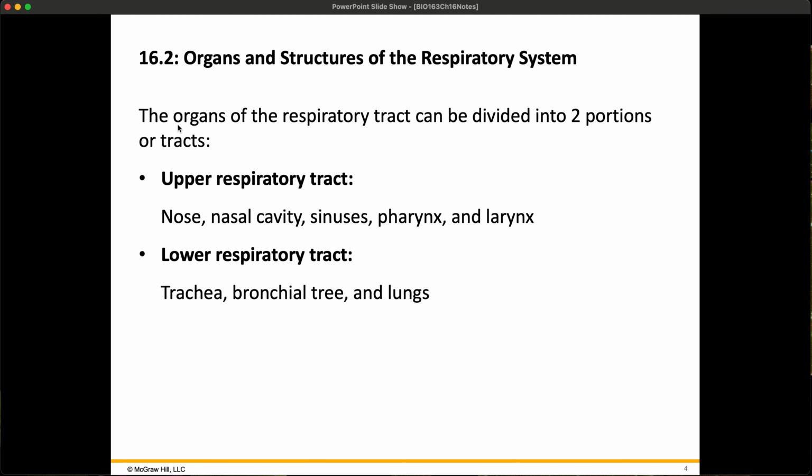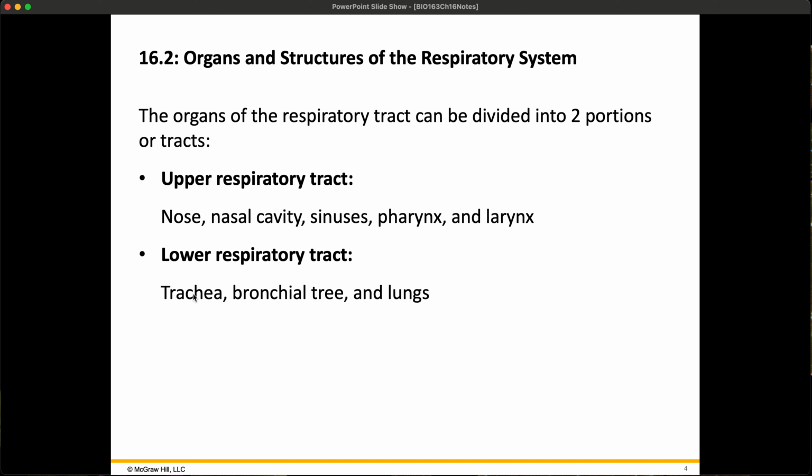We can look at the structural divisions of the respiratory system. There is the upper and lower respiratory tract. The upper respiratory tract being the nose, nasal cavity, sinuses, your pharynx, and your larynx. So your throat all the way down to the laryngopharynx, which is your voice box. The lower respiratory tract is below the larynx.